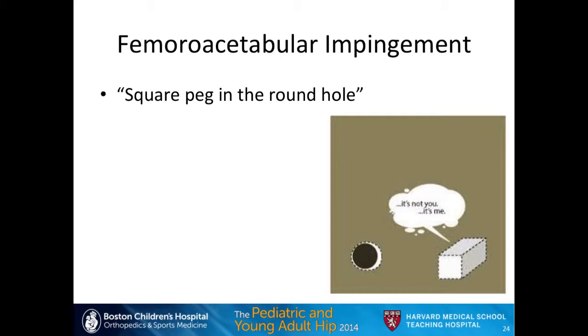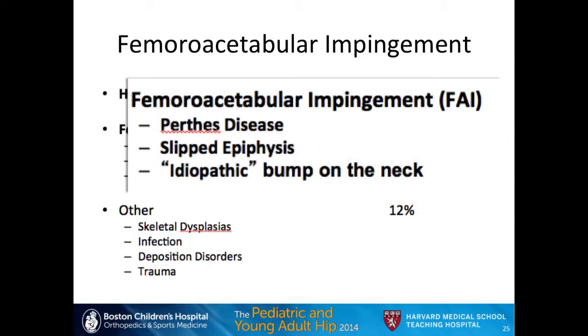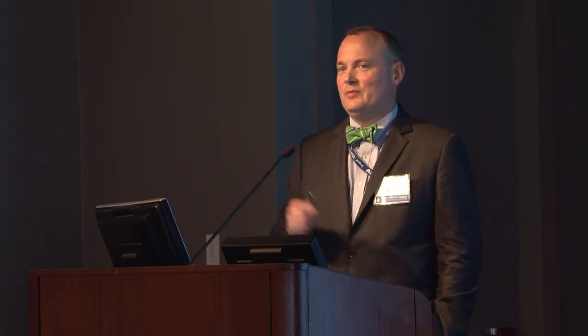So we'll move on to femoral acetabular impingement, our next big box of problems. Just to review again, we have these two groups here, and femoral acetabular impingement, in a lot of ways, the majority of it seems to be encompassed by Perthes disease, slipped capital femoral epiphysis, or SCFE, or this idiopathic bump on the femoral neck. I'd pause for a second just to remind ourselves that I'm intentionally glossing over this other group down here, skeletal dysplasias, infection, deposition disorders, and trauma. Not because they don't matter, but I think the bigger picture here is that FAI is a mechanical problem.